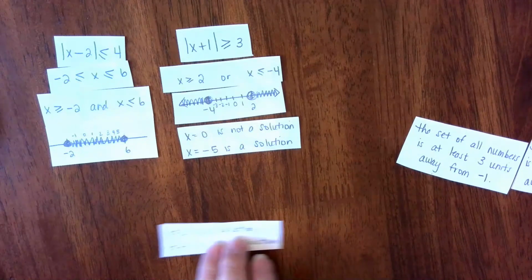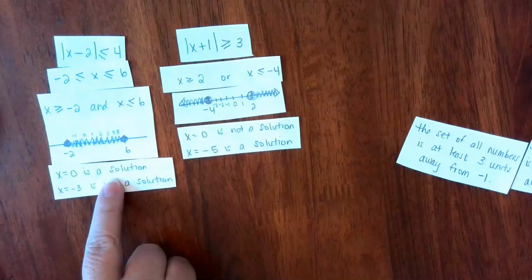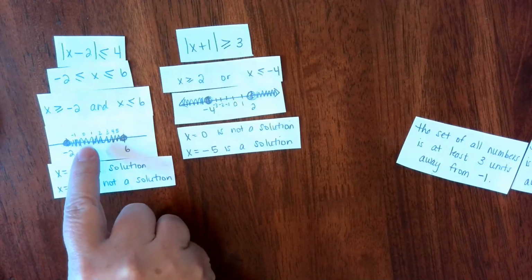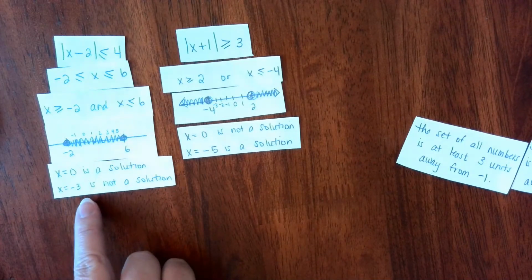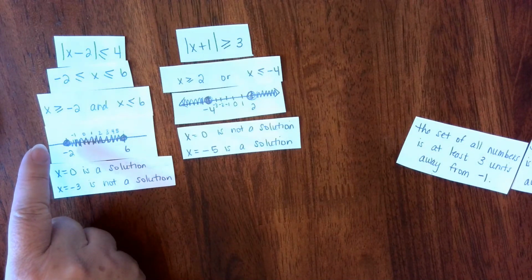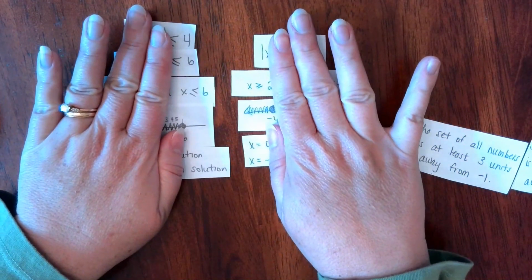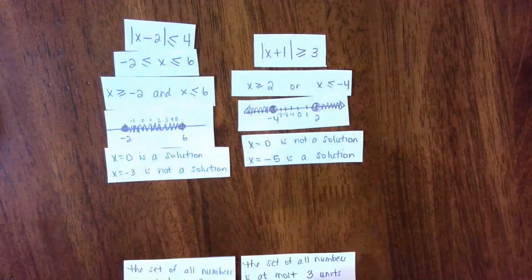Well, let's look at this one. 0 is a solution. Well, take a look over here. 0 is in the highlighted area. -3 is not a solution. Well, -3 would be out here, not in the area. Okay? All right, let me move us over here to the center, and we'll look at these last two.